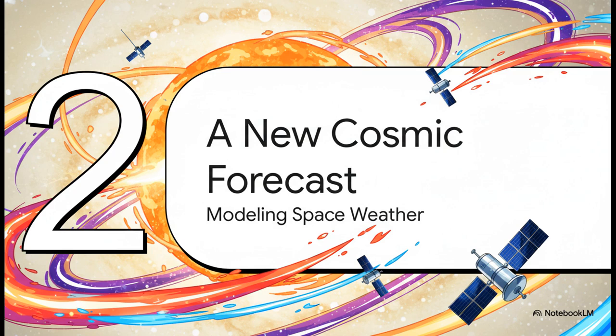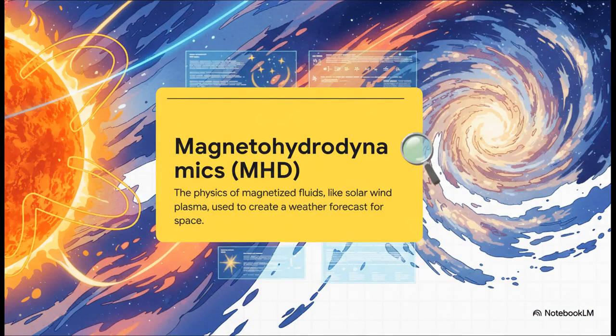So, to solve this puzzle, researchers needed a much more powerful tool. They needed a real space weather forecast. And that tool is called magnetohydrodynamics, or MHD for short. It's the wild, incredibly complex physics of how magnetic fields and superheated plasma, like the solar wind, all interact. Basically, it lets scientists do for space what meteorologists do for hurricanes here on Earth. They run all the physics through a supercomputer to create a forecast for the whole solar system.